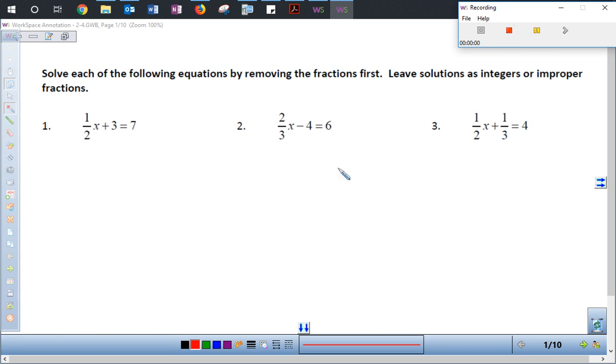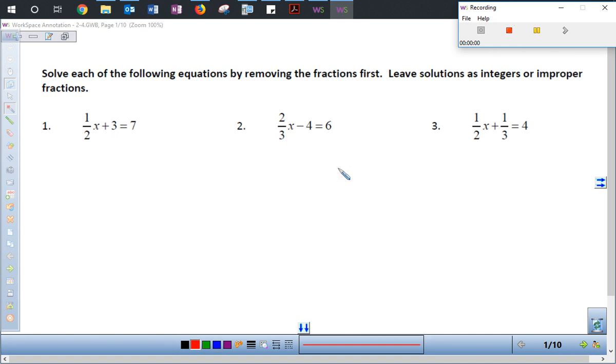Alright guys, today we're going to continue our work with solving equations, especially with fractions on them. However, what we're going to do is focus on how to get rid of the fractions to make it a little bit easier. I understand that you can use the fractions in your calculator and it's not a big deal, but there is an easier way to do it.